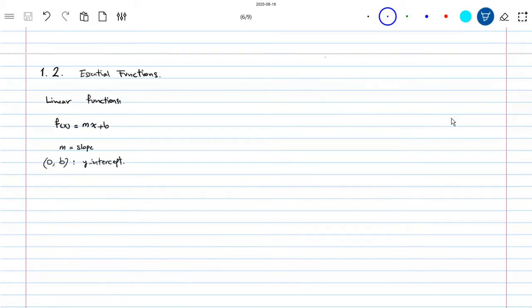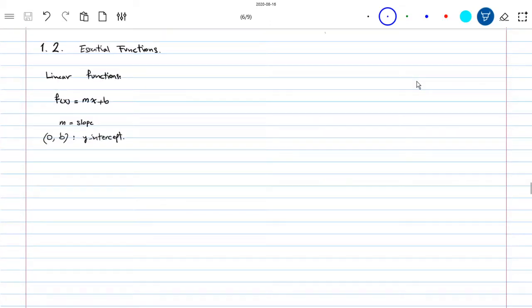Welcome back. Today we're going to talk about essential functions, section 2, chapter 1. Our first function is a linear function.